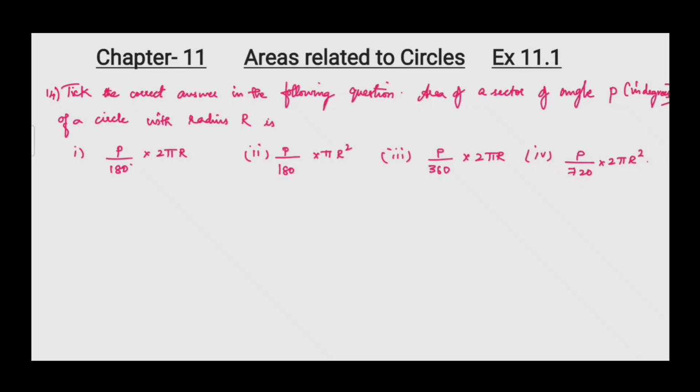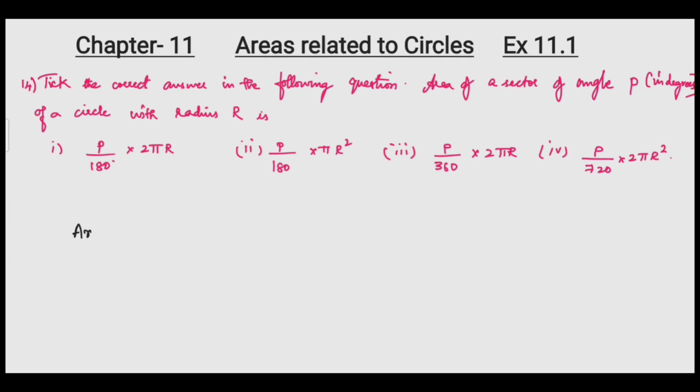Today let us see the last sum of exercise 11.1. Tick the correct answer in the following question. Area of sector of angle P in degrees of a circle with radius r. We know area of sector is given by the formula theta by 360 into pi r square. Here they have given the theta as P. P by 360 into pi r square.